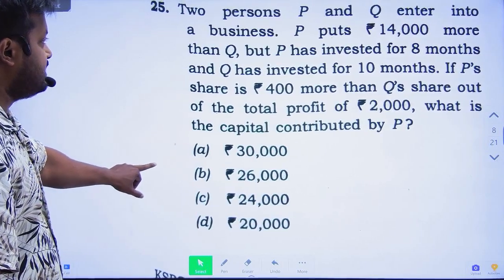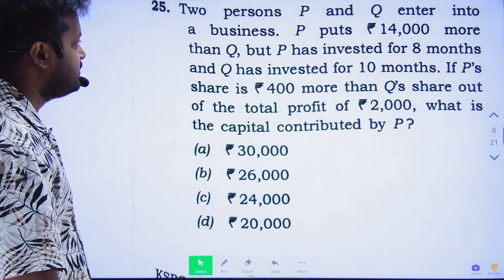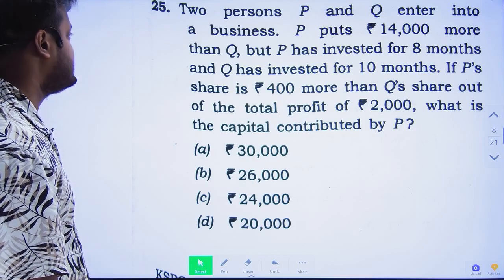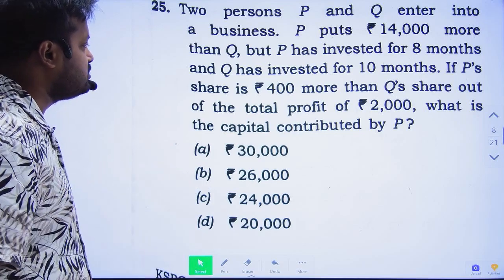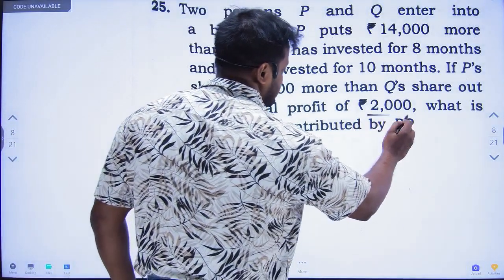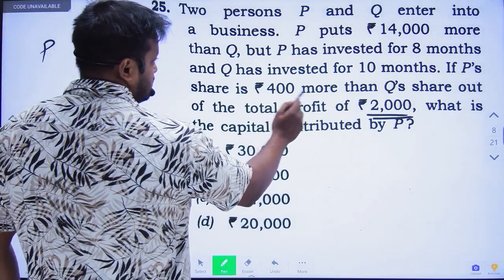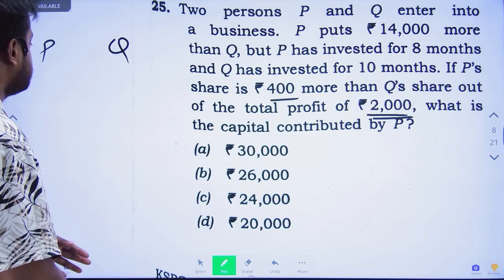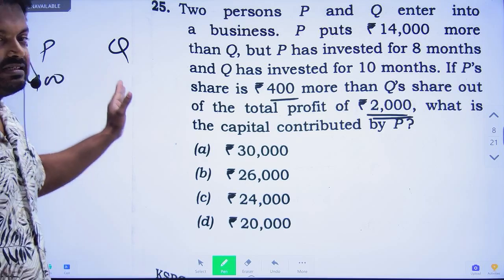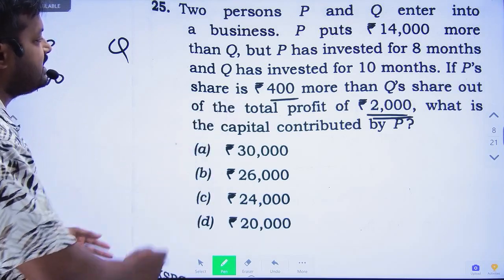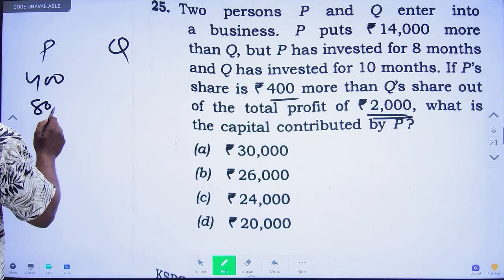2 persons P and Q enter into a business. P puts 14,000 more than Q. P has invested for 8 months, Q has invested for 10 months. If P's share is 400 more than Q's share out of a total profit of 2,000. Total profit you have to divide between P and Q, and P has 400 more. So in such cases, first give P 400, then the rest directly by 2. 2000 minus 400 is 1600. Now 1600 by 2 is 800 each.